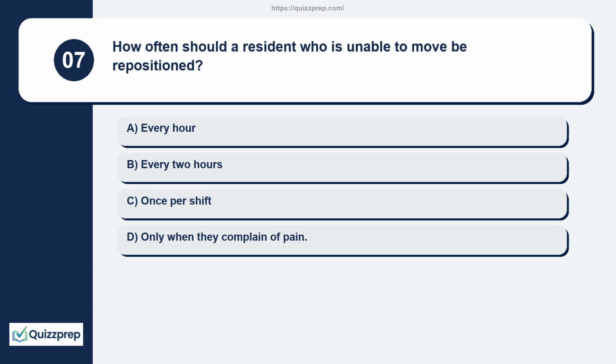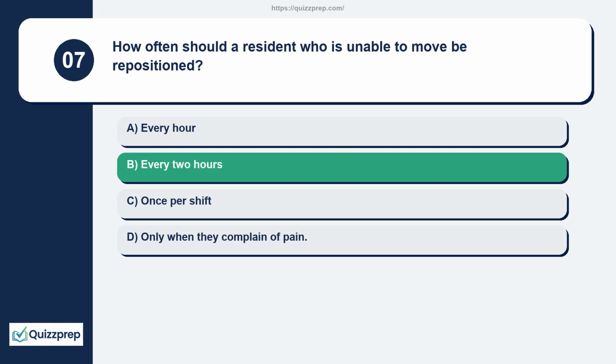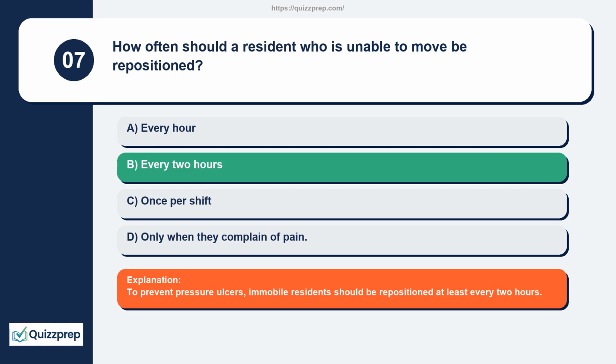Question 7. How often should a resident who is unable to move be repositioned? Every hour, every 2 hours, once per shift, only when they complain of pain. To prevent pressure ulcers, immobile residents should be repositioned at least every 2 hours.